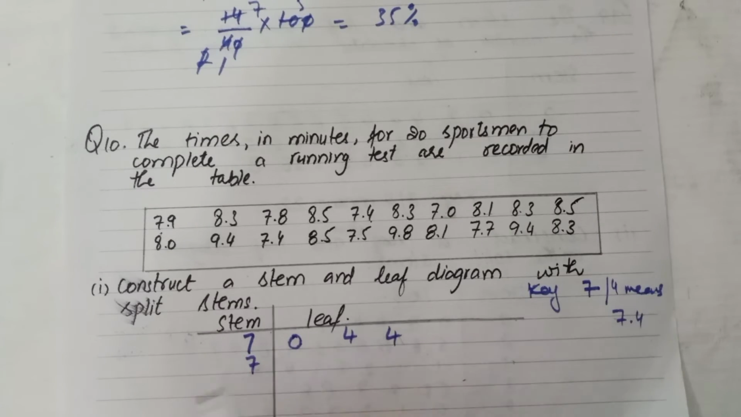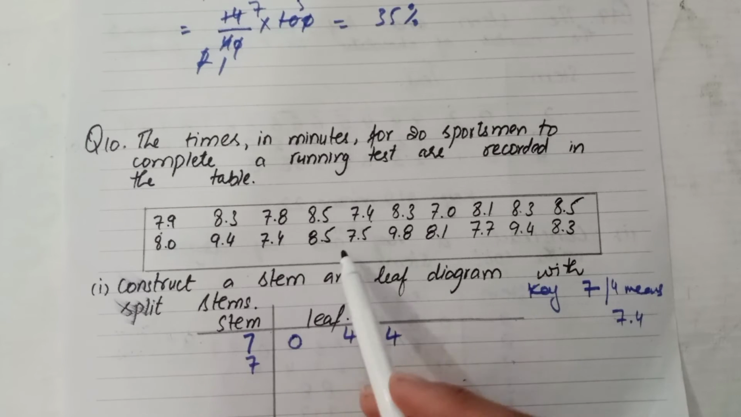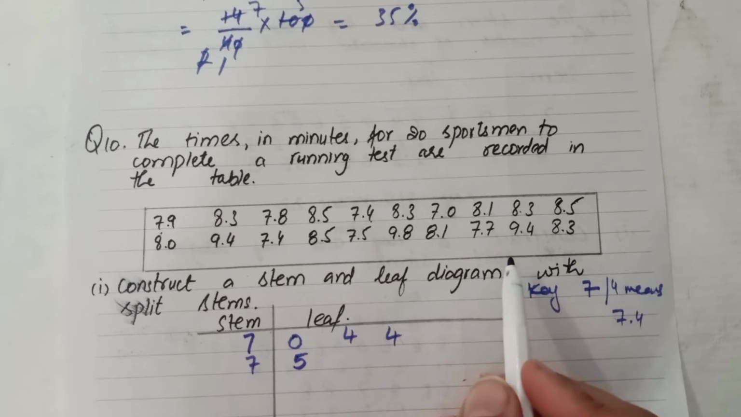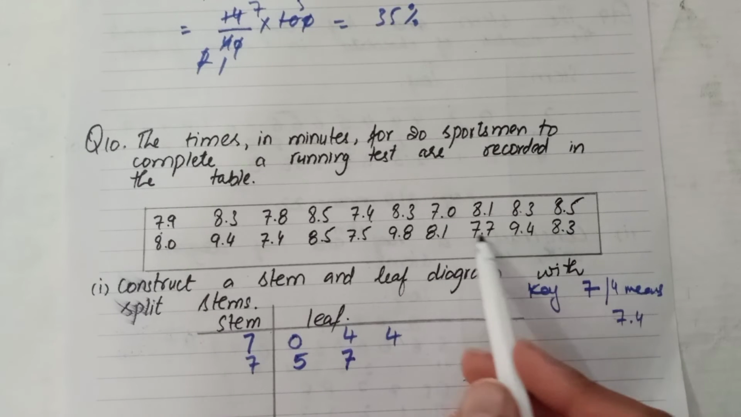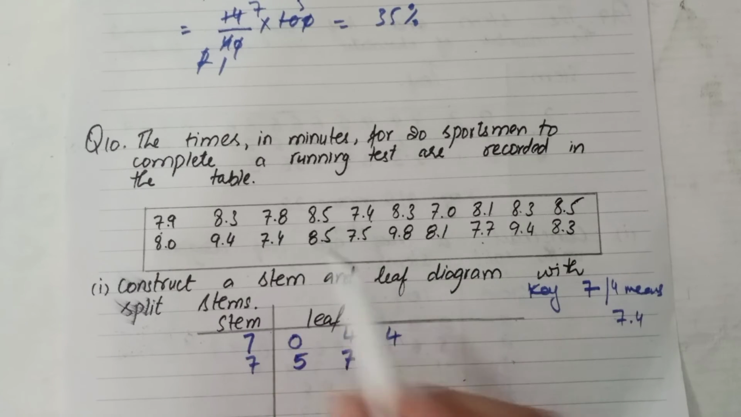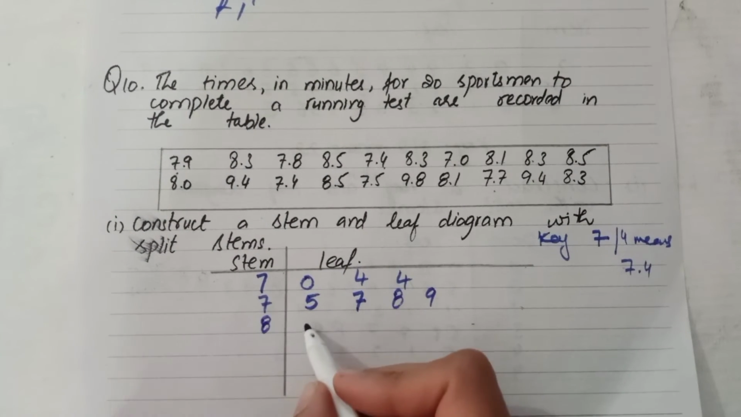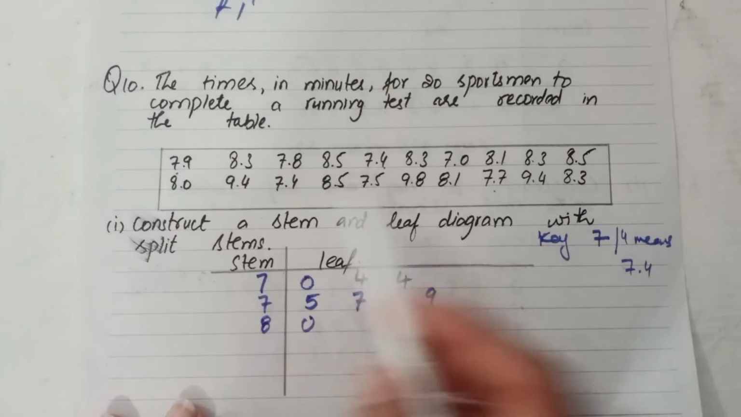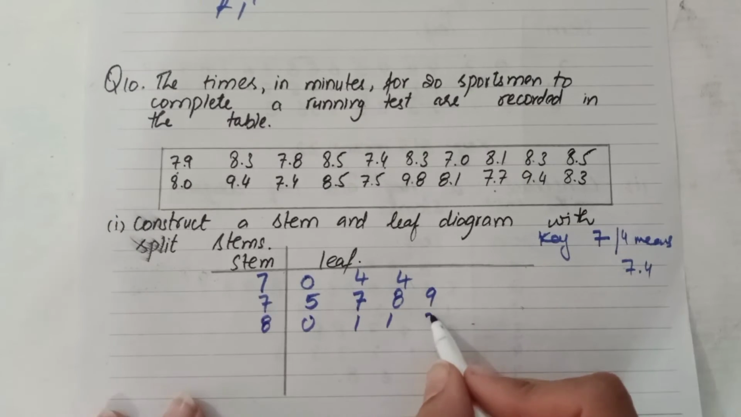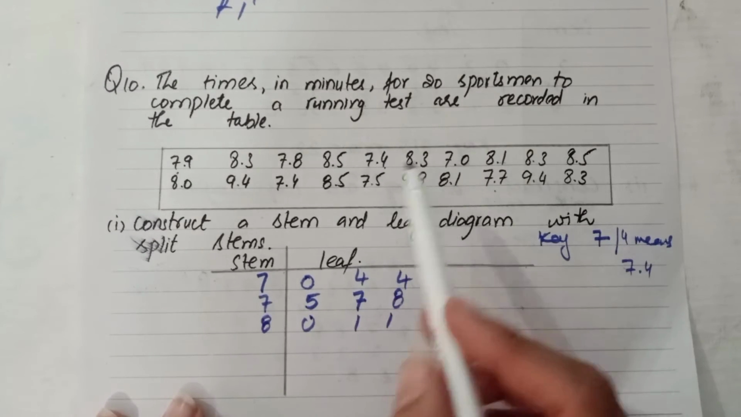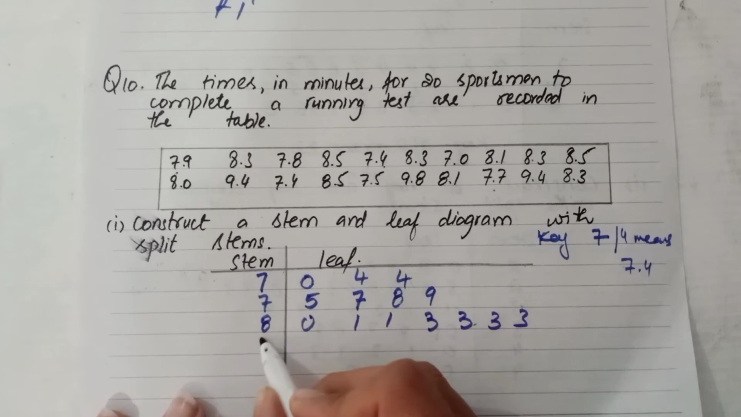Now in another stem of 7, we take the digits from 5 to 9. 7.5, 1, and then 6. There is no 6. 7.7, 1, and 8, 1, and 9 is also 1. Now students, 8, 0, and 8.1 and 8.1, two ones, and 3, four threes.